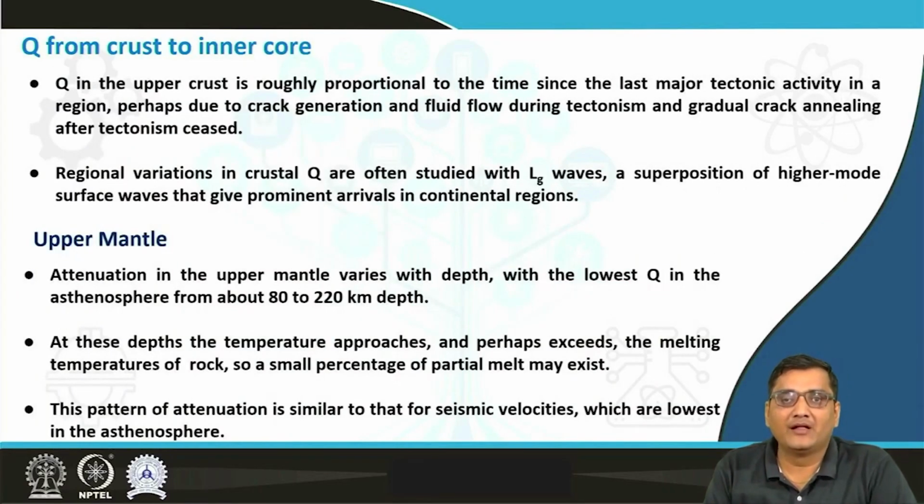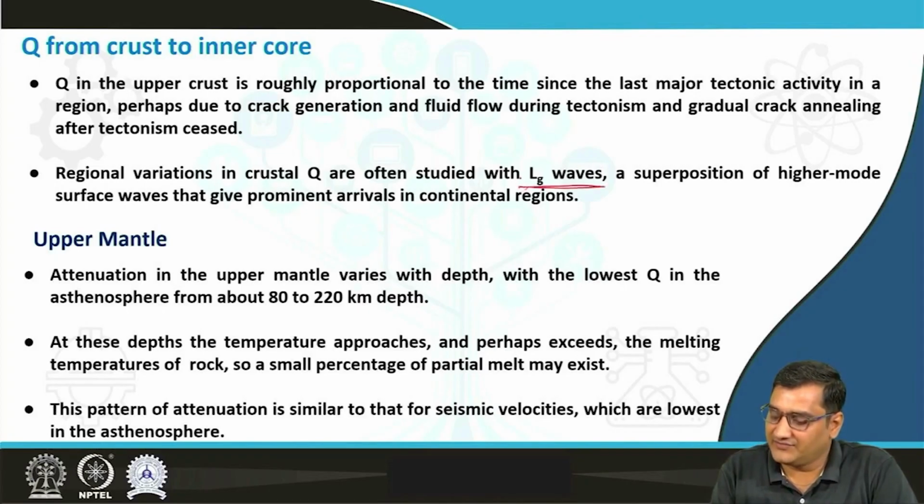Q in the upper crust is roughly proportional to the time since the last major tectonic activity, and regional variations in Q are often studied using the Lg wave, which is considered to be the superposition of higher mode surface waves that give prominent arrivals in continental regions.